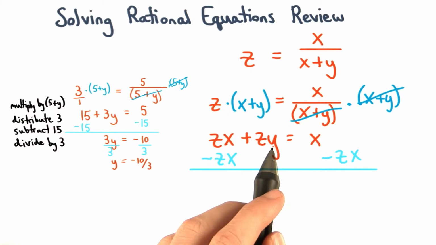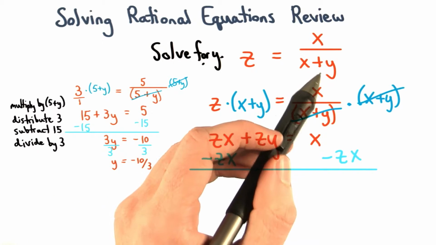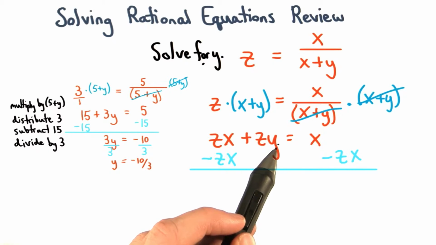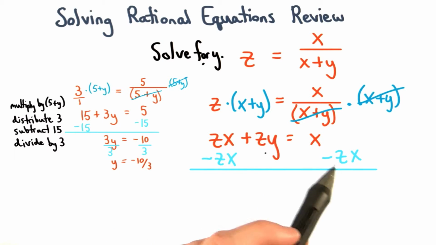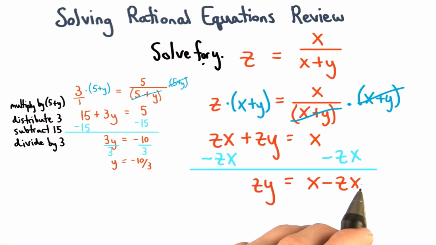When we're at this step, we want to isolate y. Remember, we wanted to solve for y, or this variable, and get it by itself. So we should isolate this on one side of the equation by subtracting zx from both sides. We'll get zy is equal to x minus z times x.